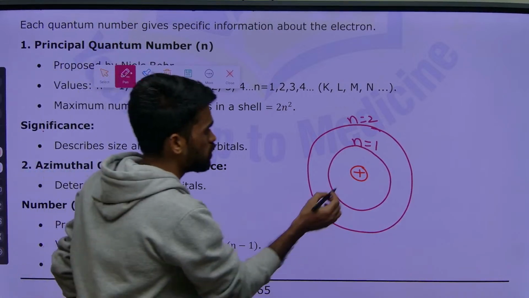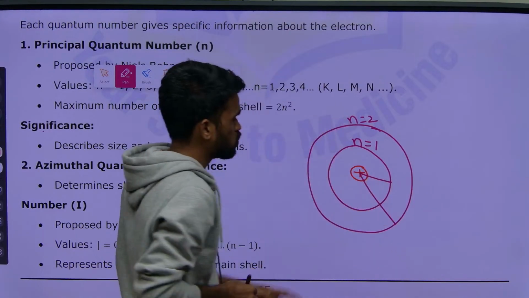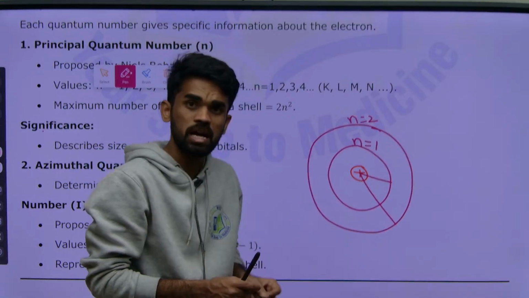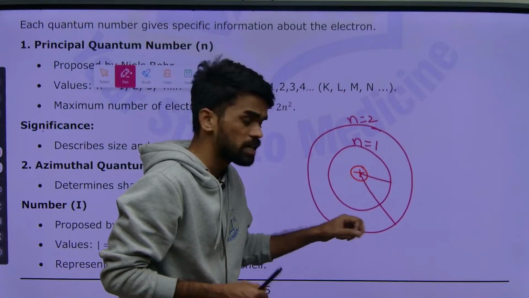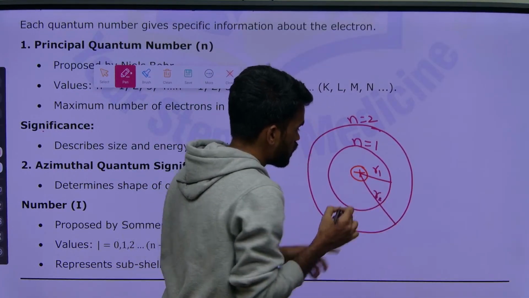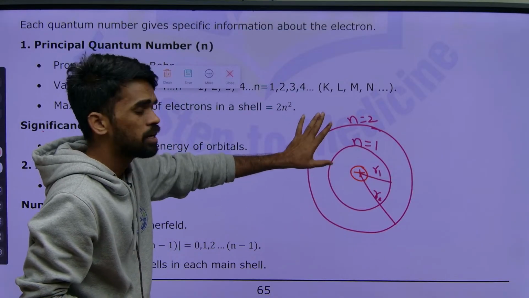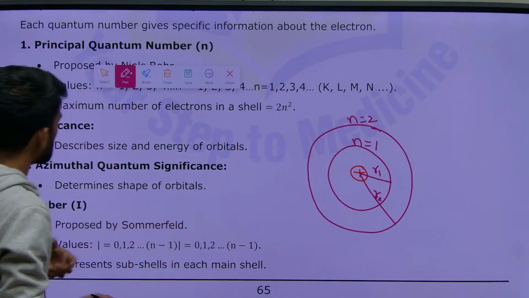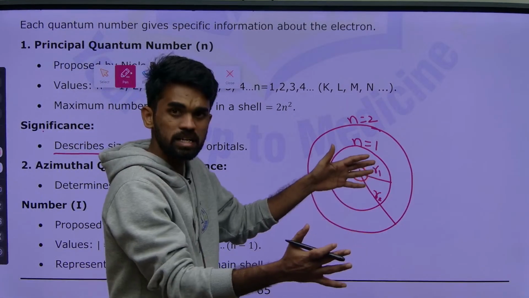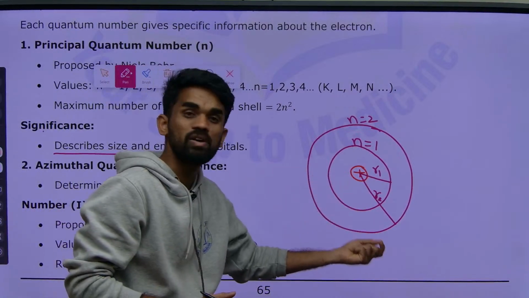Now what is the use of this principal quantum number? As the n value increases, from n equals 1 to n equals 2, the distance from the nucleus to the outermost shell also increases. This is r1 and this is r2, and r2 is greater than r1. So the principal quantum number helps in giving the radius also. It describes the size. As the radius increases, the size increases as the principal quantum number value increases.